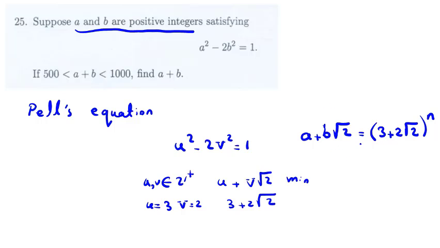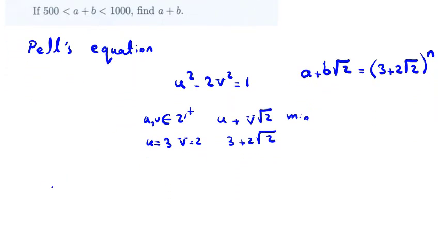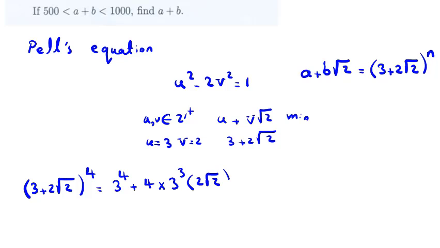Now, for example, we should find this, and we know a plus b should be greater than 500 and less than 1000. So, for example, if I consider 3 plus 2 root 2 to the power of 4, it will be, you should know the binomial theorem, 3 to the power of 4 plus 4 times 3 cubed times 2 root 2 plus 4 choose 2, which is 6, times 3 squared times 2 root 2 squared.